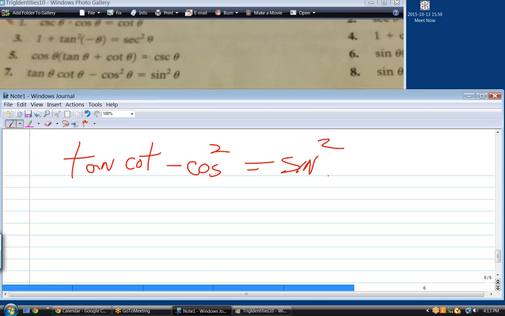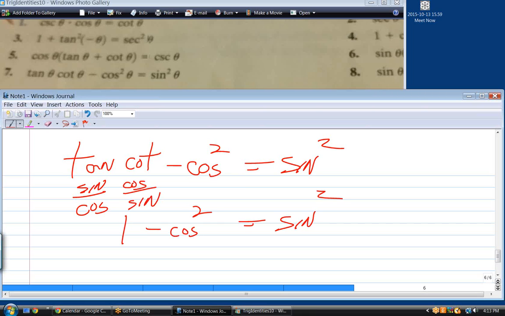Okay? What about here? Yep. So wouldn't you get sine over cosine and cosine over sine. Okay. So those just cross out to equal 1 minus cosine. Good. So we have 1 minus cosine squared equals sine squared. Now what?